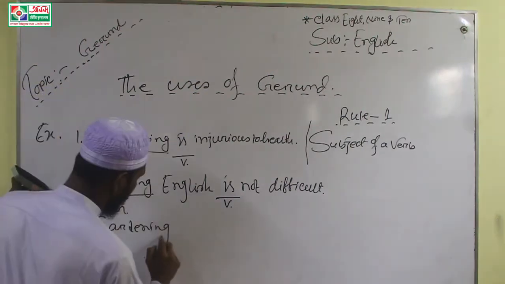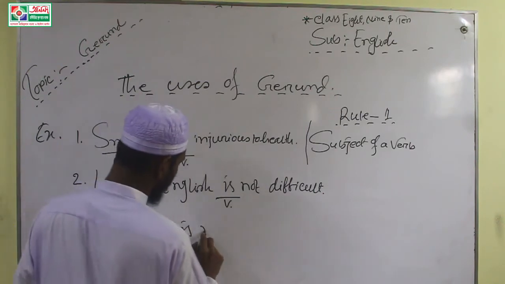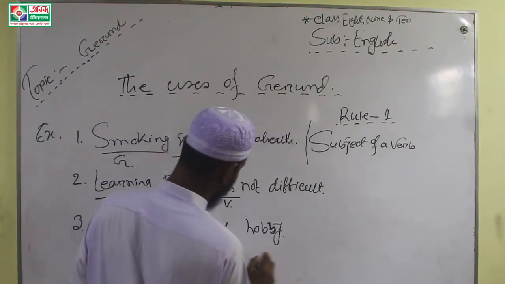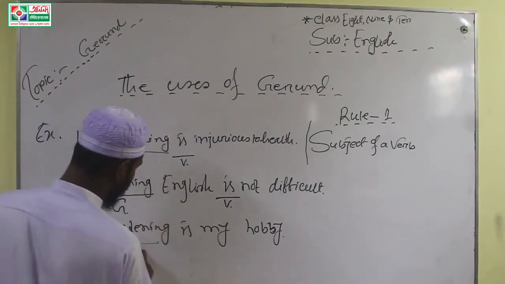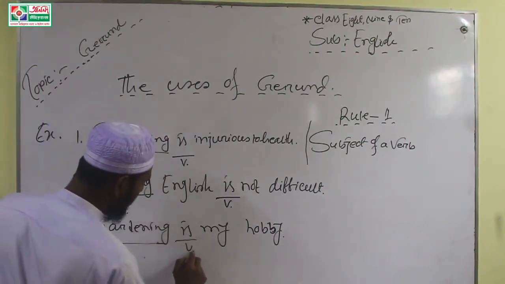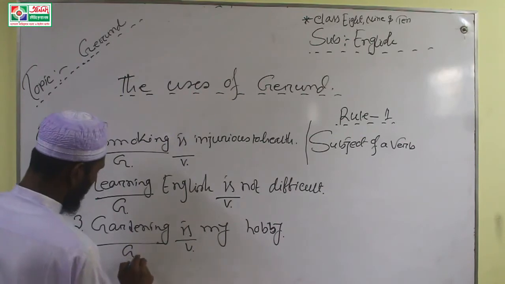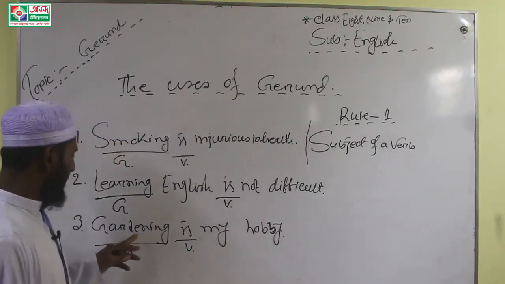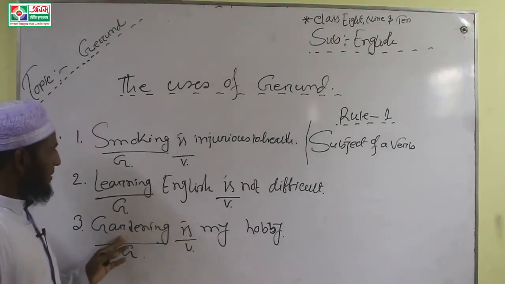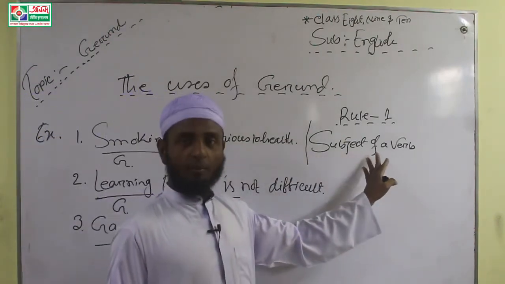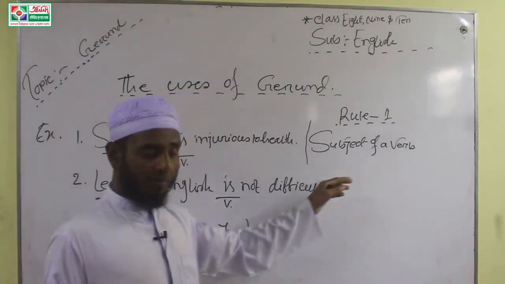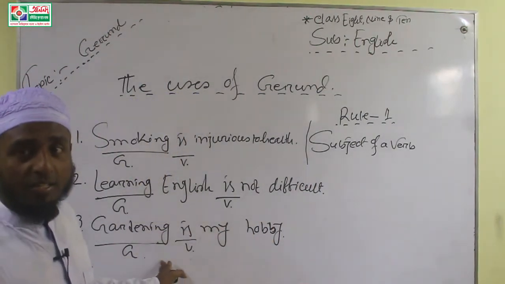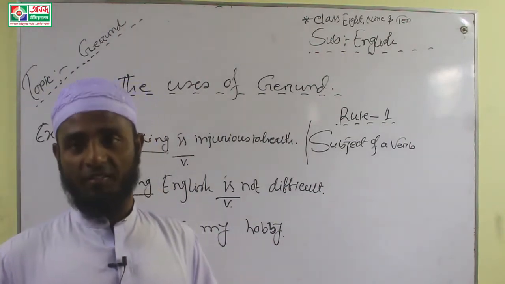Number three: Gardening is my hobby. This is gerund, I mean subject. This is verb. This is subject and verb. Subject of a verb. I have written on the board, subject of a verb. That means how the gerund acts as a subject of a verb.